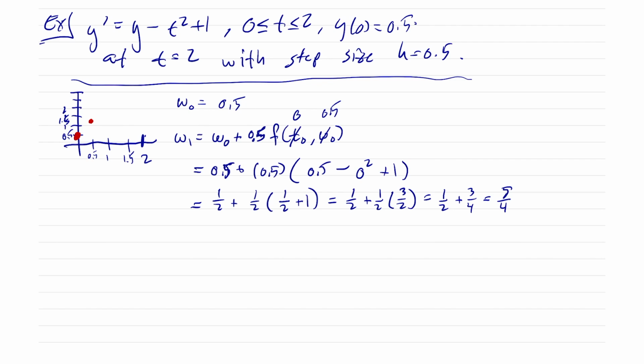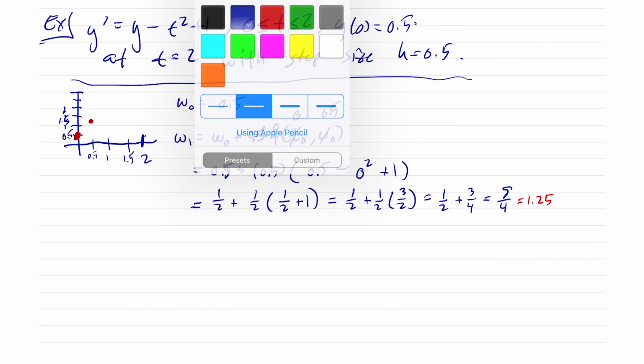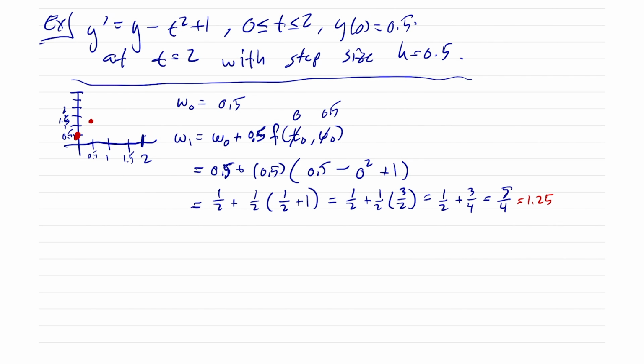Okay, and so this is 1.25. Sorry for the bump. Okay, so then we can continue. We have now figured out, say, 0.5 comma 1.25, and now we want the next point. So we just do the same algorithm.